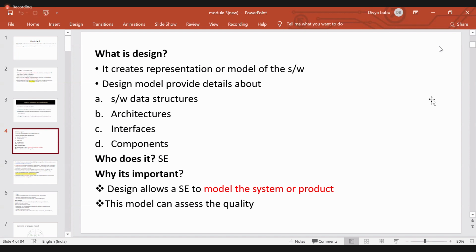So who does this? Obviously a software engineer. And software engineer is a general term, because every single task is performed by a specific group, like requirement collection by requirement engineer, design by design engineer, modeling also a part of design engineers only, then coding by programmer. So different people, we are using one term, software engineer. Why is it important?